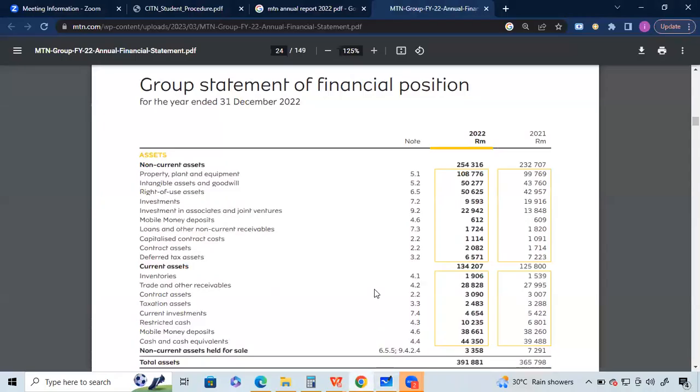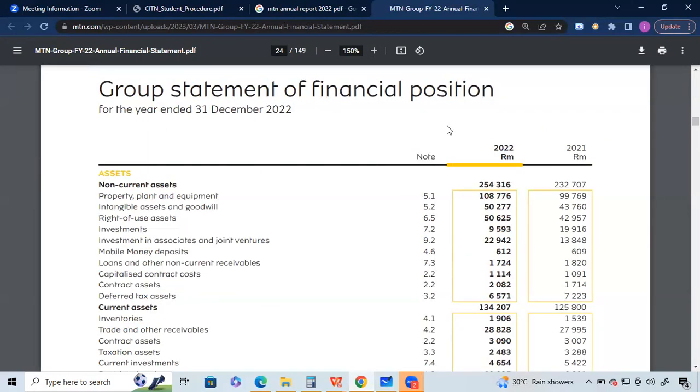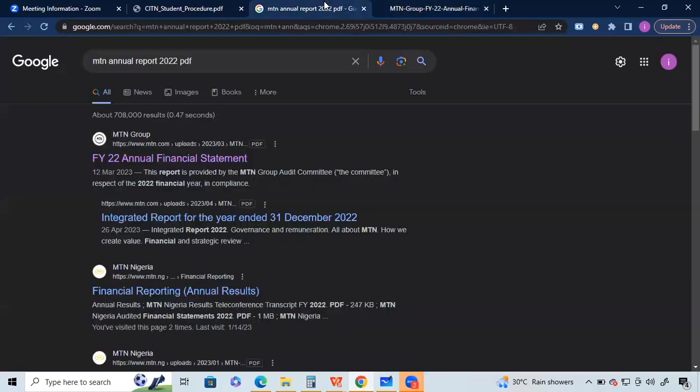What are now the examples of non-current assets? Look at the words, you can see it here. Let me even look for MTN Nigeria, so that this one is the group. The group is in South Africa. MTN Nigeria.